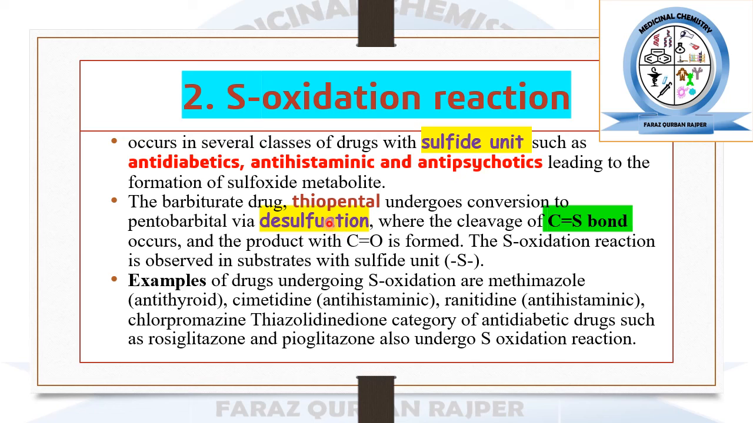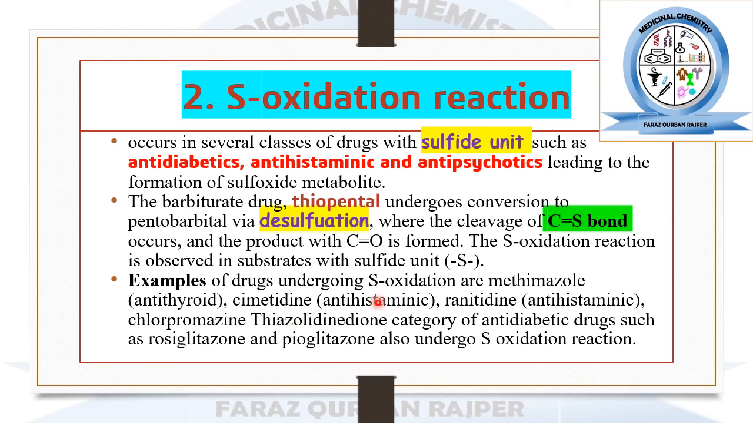This shows that whenever a drug undergoes S-oxidation, the sulfur is being oxidized. But besides this, the removal of sulfur can also take place, that is desulfuration, where cleavage of the carbon-sulfur double bond can occur and it is converted into carbon-oxygen. The S-oxidation reaction occurs in all those drugs that contain the sulfide unit. An example of a drug undergoing S-oxidation is methimazole, an antithyroid drug.